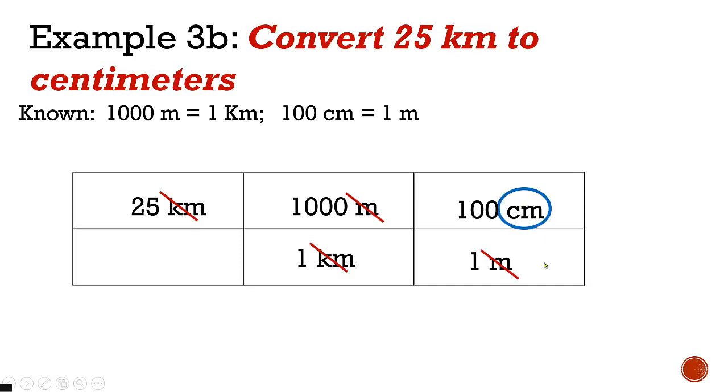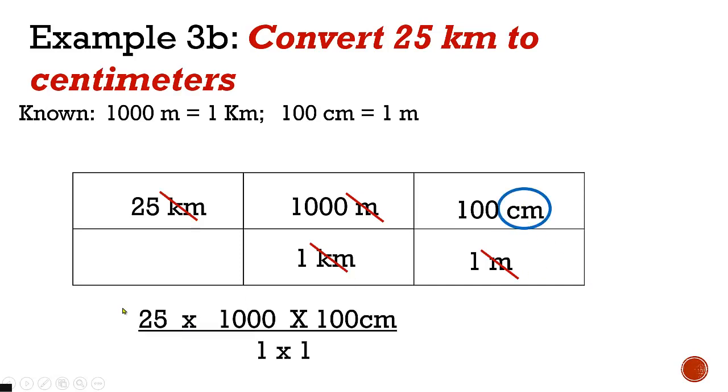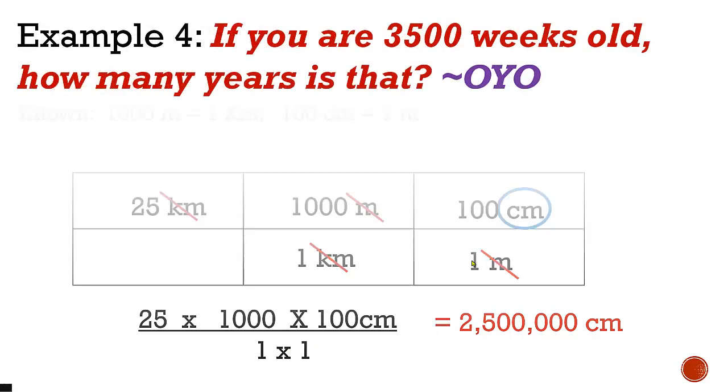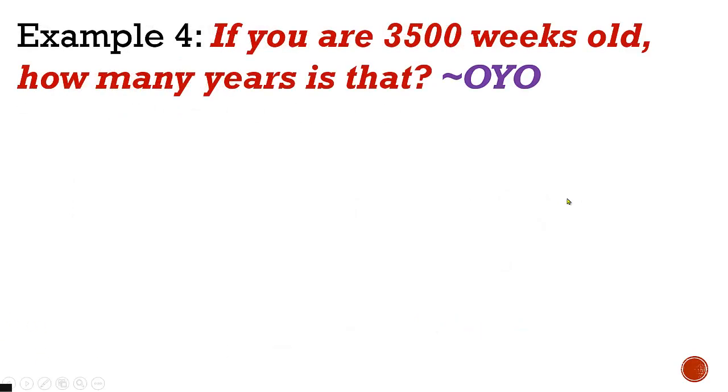Okay, our final units here are centimeters. So mathematically, I'm going to take 25 times 100 times 1,000 centimeters because this was the only unit that didn't cancel out. And then I divide it by 1 times 1. And I get 2.5 centimeters. So not too bad. Okay. See if you can try this one. This is a little variation of the one I just talked about. If you are 3,500 weeks old, how many years is that? Go ahead and pause this and then come back to me when you are ready.